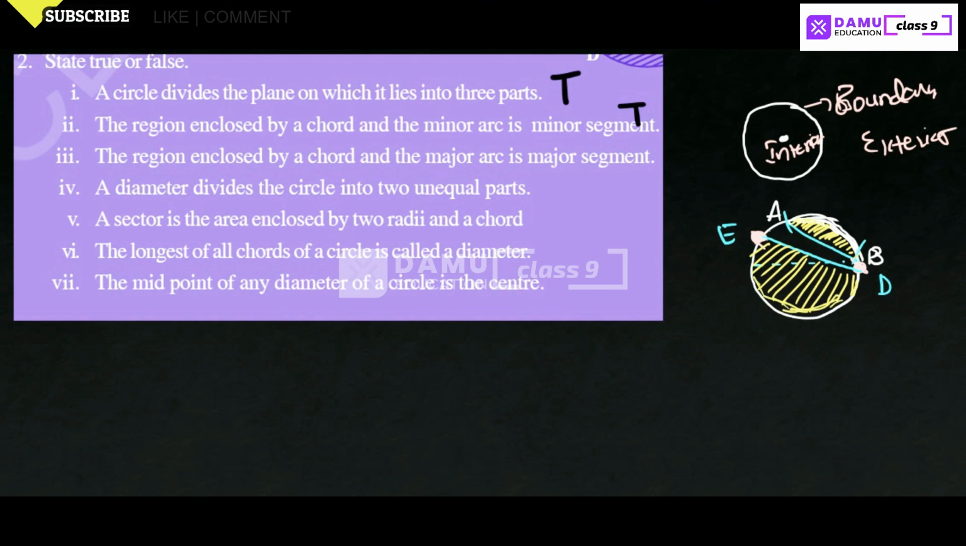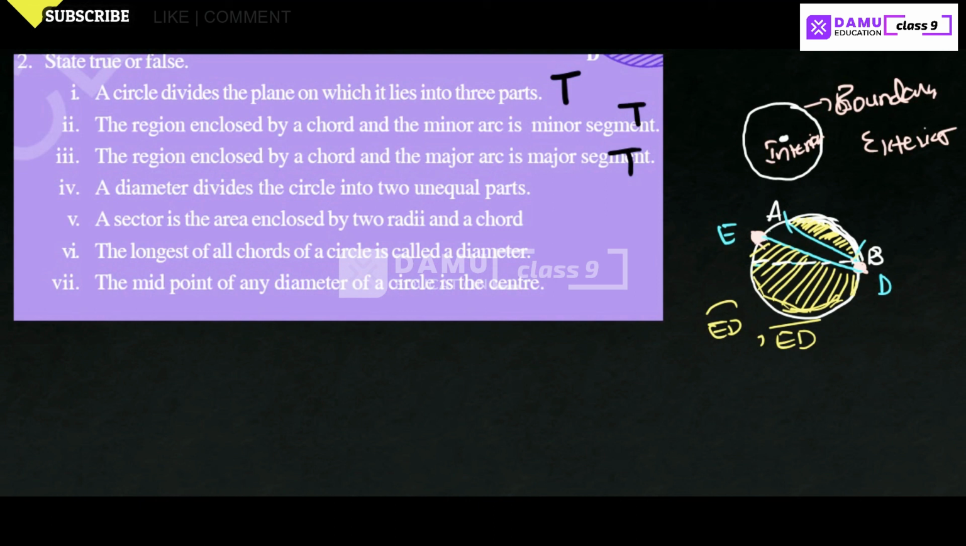So let's take this segment. The region enclosed by the chord ED and the major arc ED. So here is the arc ED and the chord ED like this. We can take it like this, or you can take any X here also, that is no problem. So that is also true. The third one is true. Why? Because it is more than half of the semicircle. For that, it is a major segment and major arc.